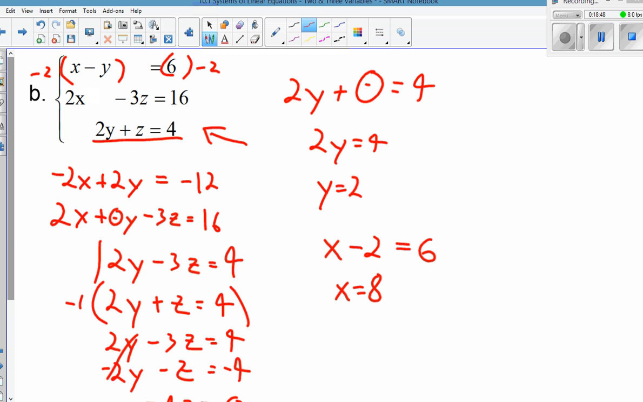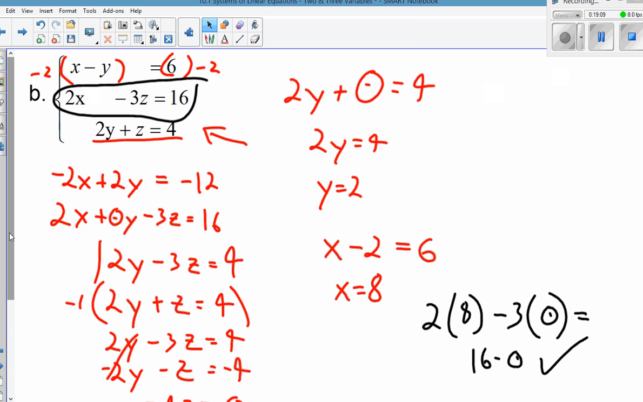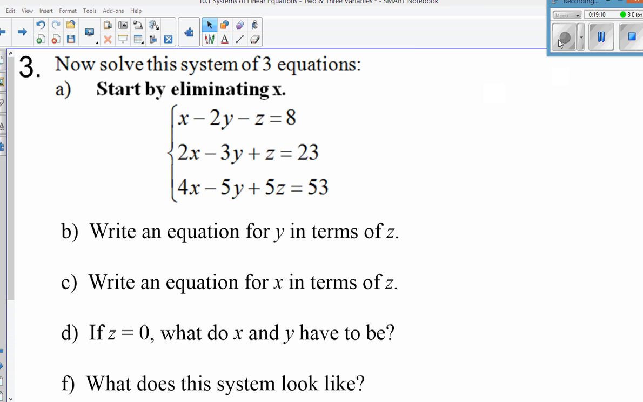Well, I can go ahead and substitute these back in. Let's try the second one. I plug it in here. I get 2 times 8 minus 3 times 0. What's that equal to? I get 16 minus 0 equal to 16. Check, verified my solution.